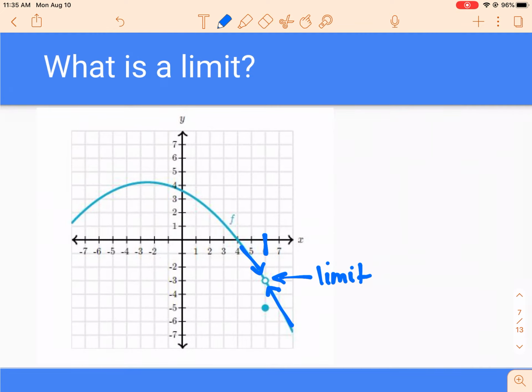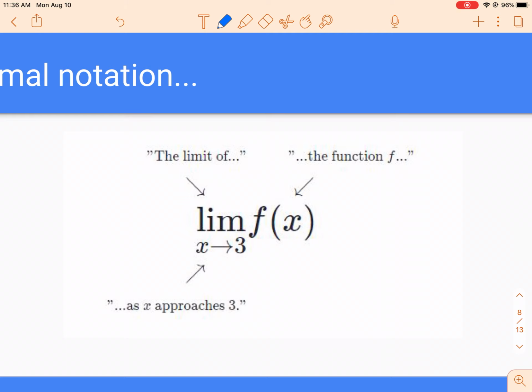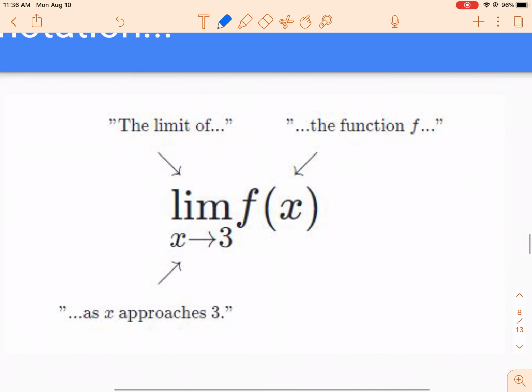So I'm going to skip ahead. Actually, I'll go back. We'll go to this one and I'll go back to that last one. Here's our formal notation for this. And you may have seen this if you had taken a class last year and did a little bit of limits at the end of the year. But I don't really know what that all looks like for many of you.